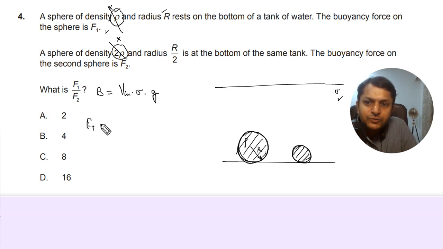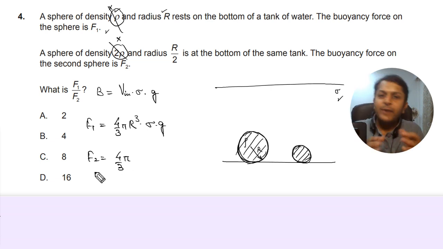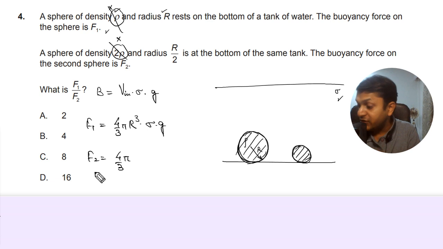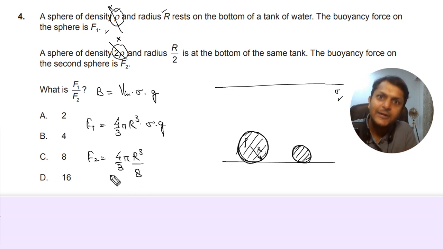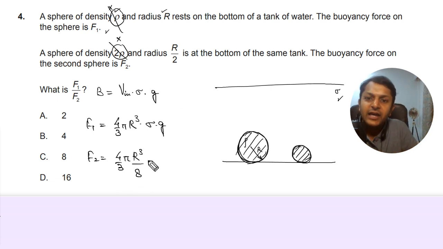So the first buoyant force is given as F1. The volume will be 4 by 3 pi R cube, sigma into G. And what about the F2? F2 will be 4 by 3 pi, which is just a constant. Now 4 by 3 pi R cube, the volume of a sphere, is given in your data booklet, by the way, so you can just take that formula from there. And the radius is R by 2. So you substitute R by 2 here, it becomes R cube divided by 8, that is 2 raised to power 3. And sigma remains sigma, G remains G.